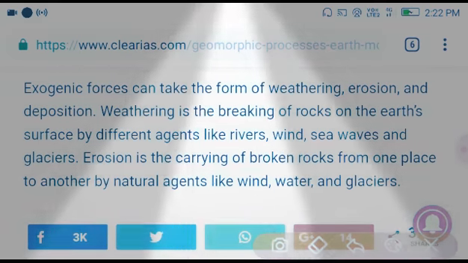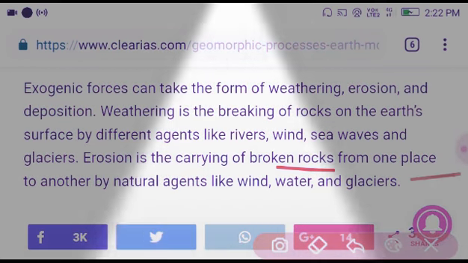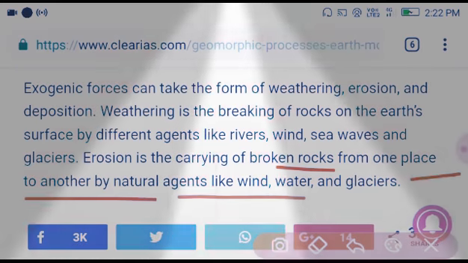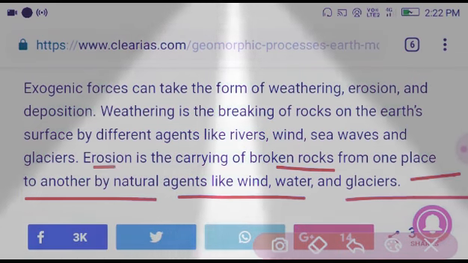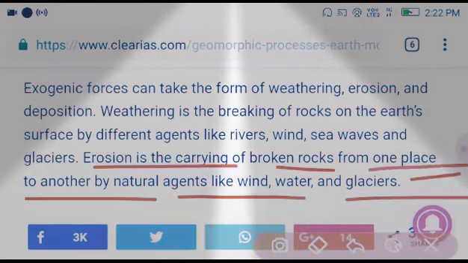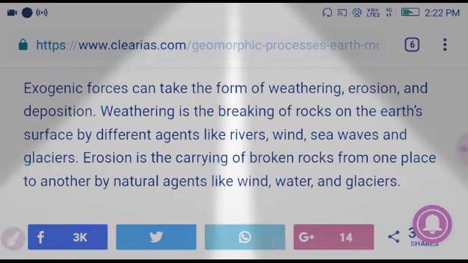Erosion is the carrying of broken rocks from one place to another by natural agents like winds, water, and glaciers. Please remember.